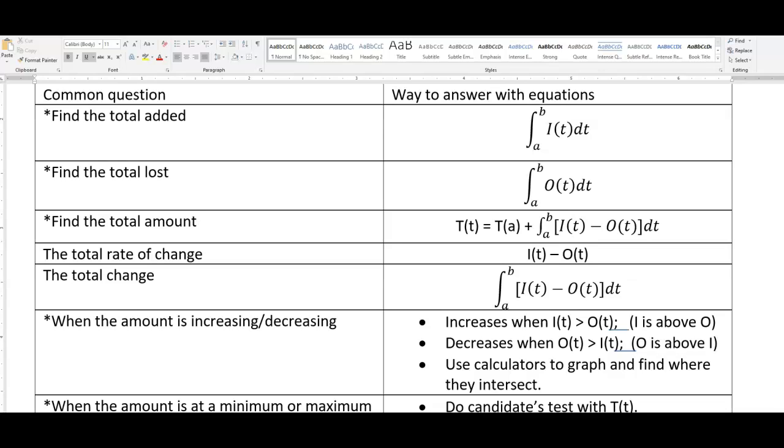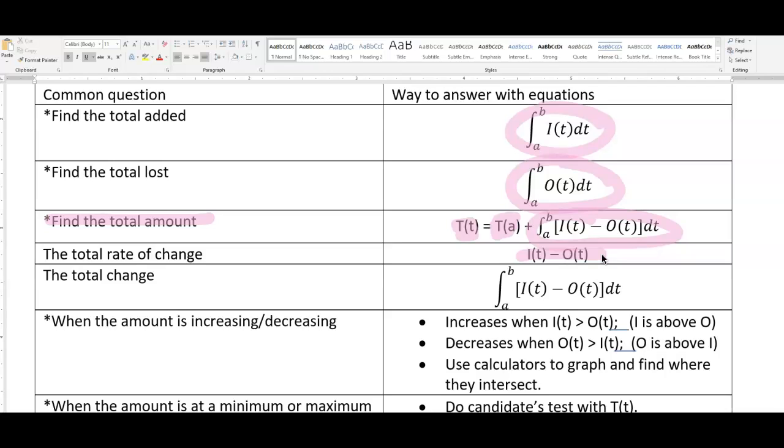So I'll go ahead and summarize it briefly. If I represents the rate at which something is being added, then the integral represents the total amount that was added. Or if O represents the rate at which something is leaving, then the integral of O represents the total amount that is left. If you want to find a total amount formula, then it's our regular final amount equals starting amount plus the net change, which is rate in minus rate out integrated. The total rate of change, this is really not too common of a question, but that's just where you subtract the rate out from the rate in. And that will tell you the total rate of change.